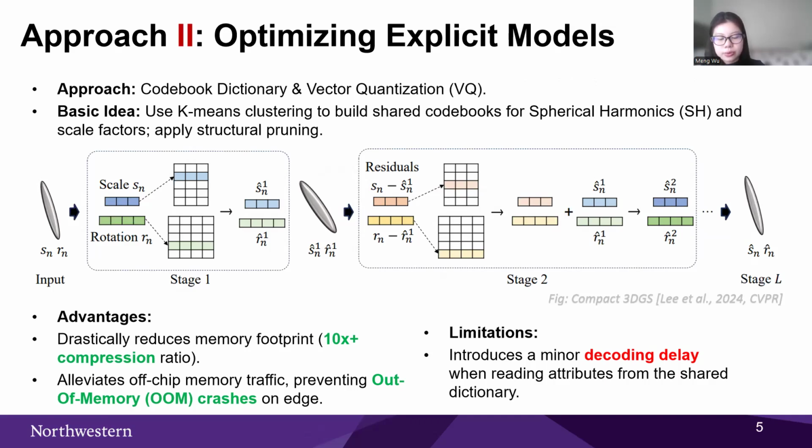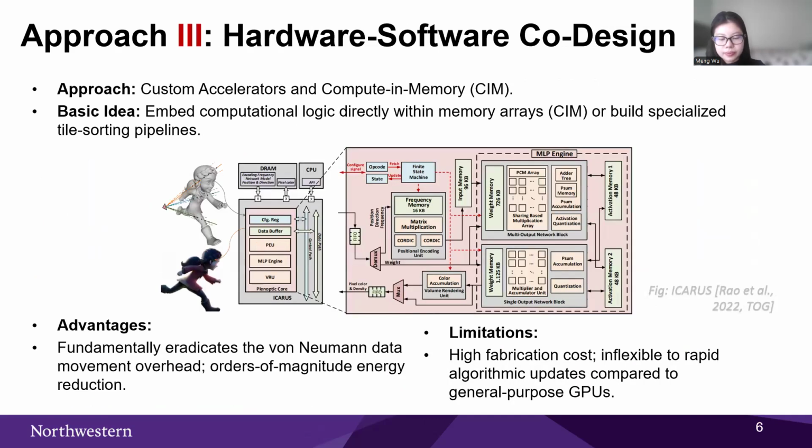Furthermore, structural pruning methods like Gaussian calculate global significance metrics to safely delete redundant primitives that have near zero opacity, directly reducing the sorting overhead on mobile GPUs. However, algorithmic optimizations alone are frequently insufficient to hit real-time targets under harsh thermal constraints. This brings us to the most fundamental optimization: hardware-software co-design.